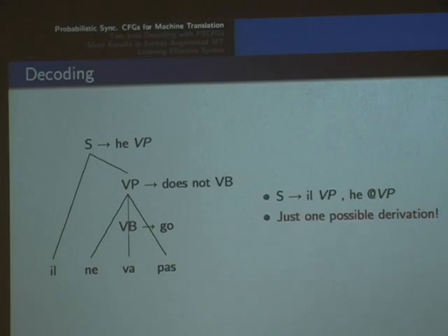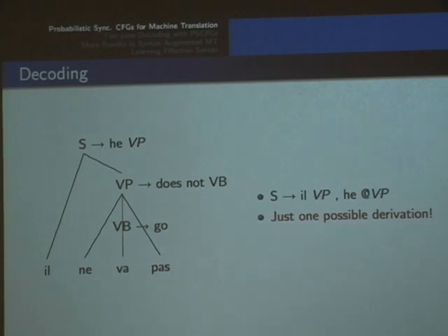And this is an important point here. This is just one possible derivation. What a decoder actually needs to do is to search through the space of all possible derivations using all the rules that we've learned automatically from our corpora, some of which may be noisy, some of which may be good. And it has to do the search to find the most likely translation based on the weights we've assigned for these rules. Right?